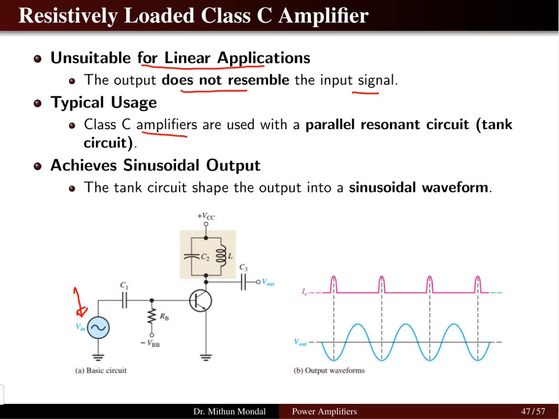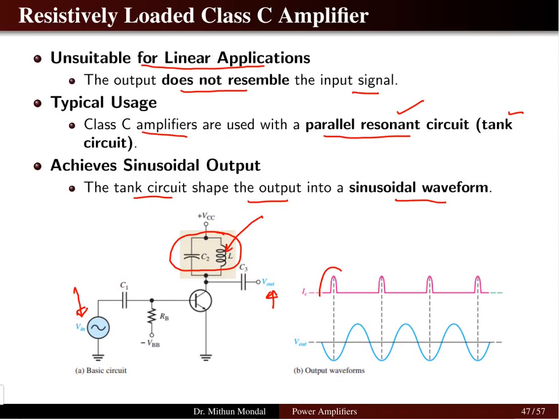Class C amplifiers are used with a parallel resonant circuit, which is known as the tank circuit. Here you have the parallel combination of an inductor and a capacitor, which is used as the parallel resonant circuit, or the tank circuit, to get the sinusoidal waveform. So the output that we get now will be sinusoidal because of this tank circuit.